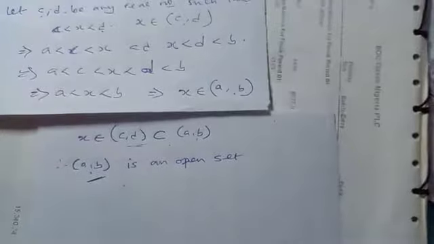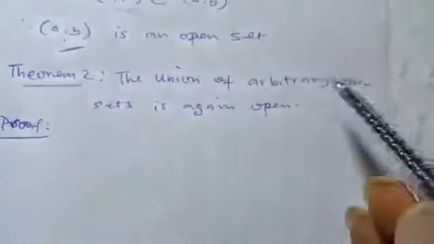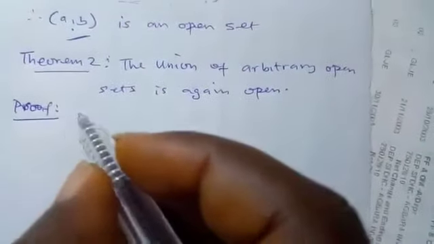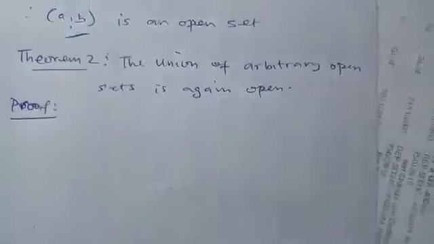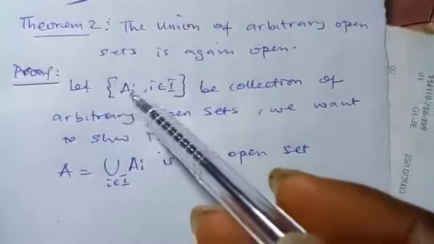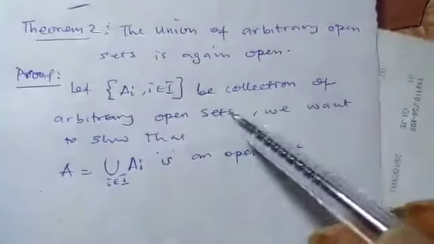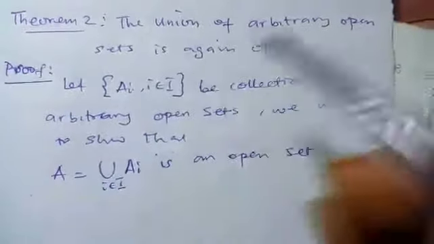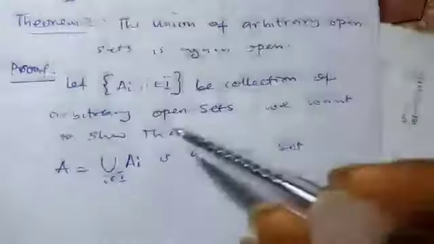That completes the proof. Let's consider another theorem. Second theorem: the union of arbitrary open sets is again open. So we need to get the collection of open sets. Let's write it as this. We start by saying let this I be a collection of arbitrary open sets. That is, this A_i means A1, A2, A3 to infinity like that.